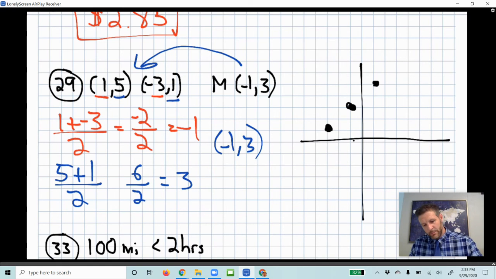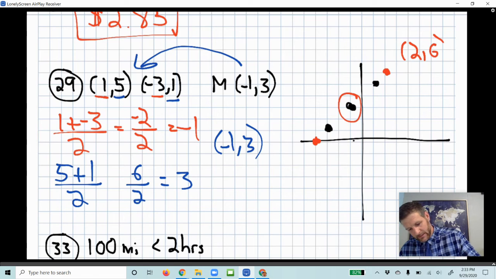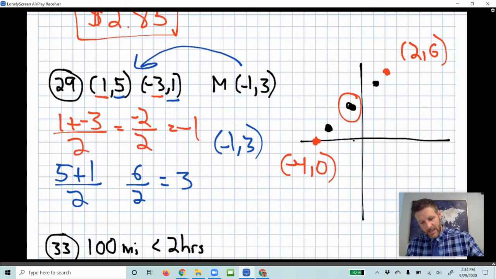But if this is your midpoint here, do these have to be your other endpoints? No, I could have a midpoint here, an endpoint here, and an endpoint here. In other words, what is that? This is 2, 6, and this here is 1, 2, 3, negative 4, 0. And so you can see those, the negative 1, 3 is still the midpoint of those two endpoints. So that's kind of the trick to this question: be careful.